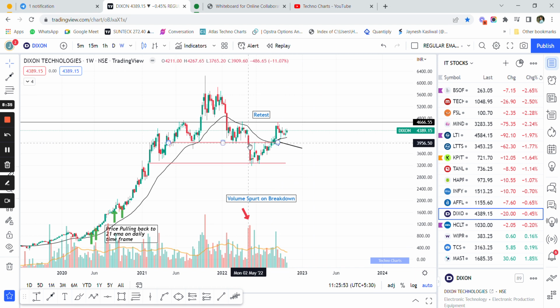Okay, so let's assume that you had exited Dixon Tech at around 3950. It fell down to 3200, but again you can re-enter a stock. So always remember that if a stock has broken down, it is not compulsory that it will continuously fall. The only thing is, few instances where you exited could have saved you a lot of money.